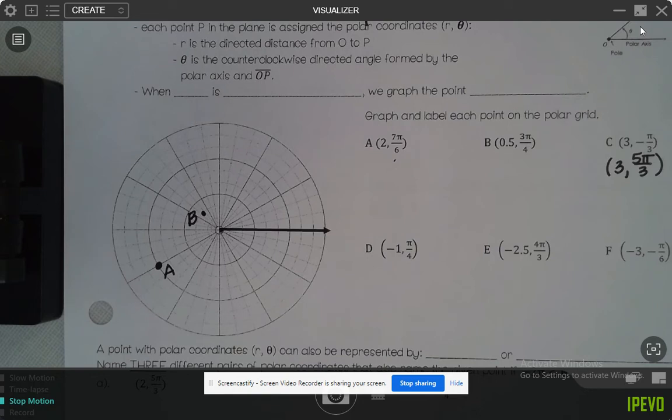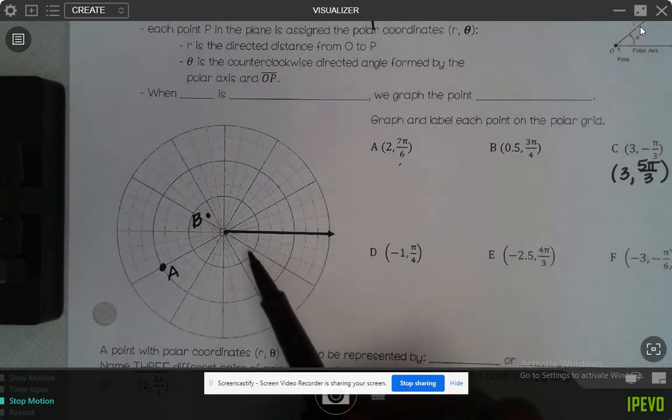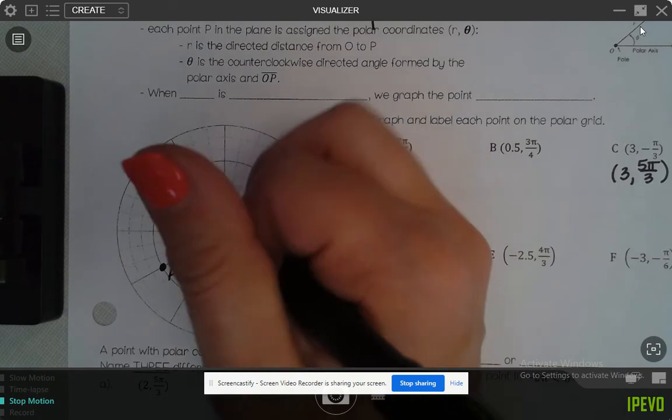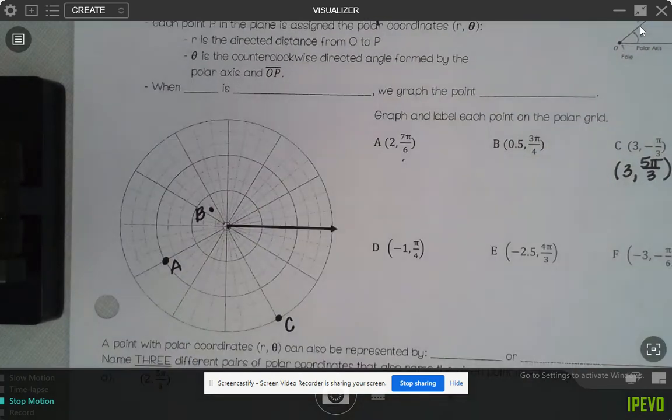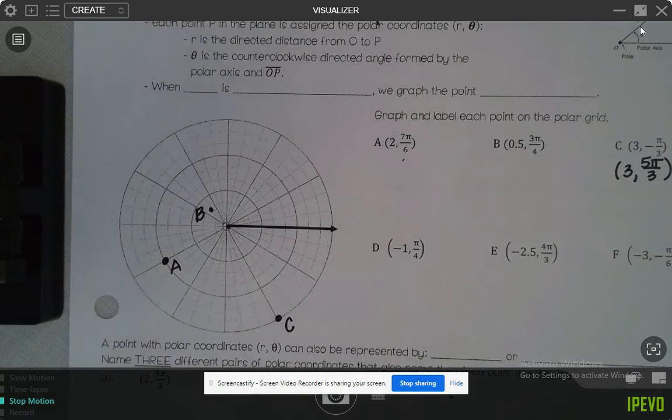Agree. All right. So what quadrant is 5 pi over 3 in? It's in the fourth quadrant. 5 pi over 3 is going to be this line right here. And I need to go 1, 2, 3. There's C.